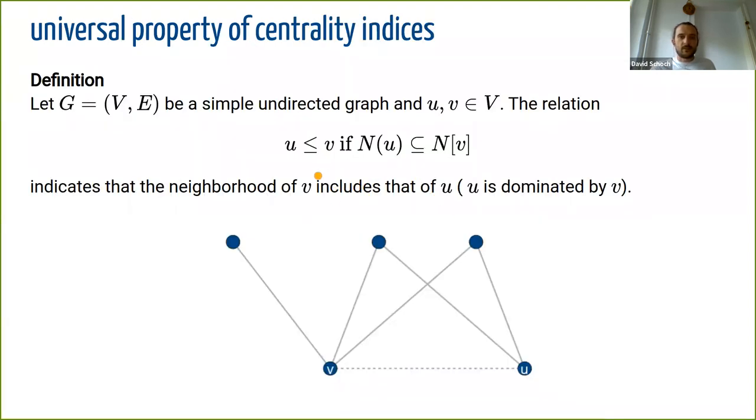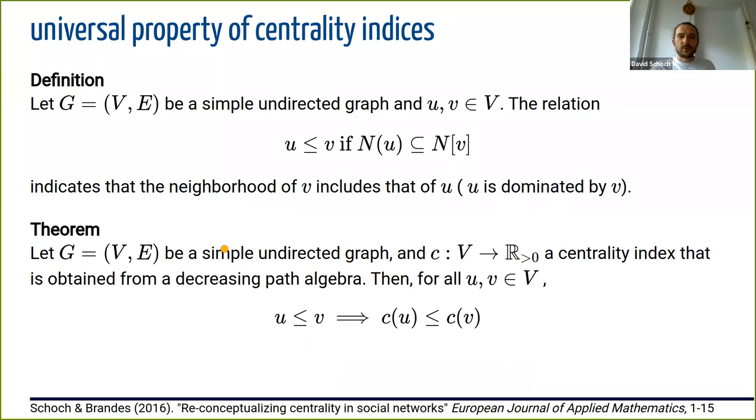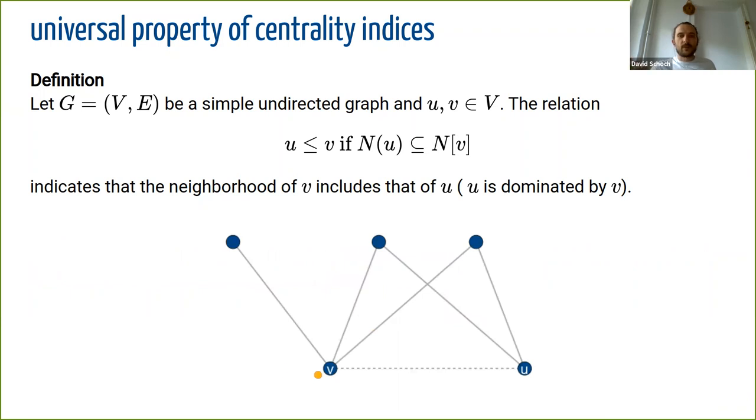And here a node V dominates a node U if all the neighbors of U are also neighbors of V, but V has additional neighbors. Okay, so U is connected to this node and to this node. V is also connected to these, but it has additional neighbors. So this is the form of domination that we can observe in networks. This form of domination is preserved for all centrality indices that can be expressed in the general form that I just presented. So if the neighborhood of U is included in the neighborhood of V, then we know that in any centrality ranking, the node V will always be ranked higher than the node U.